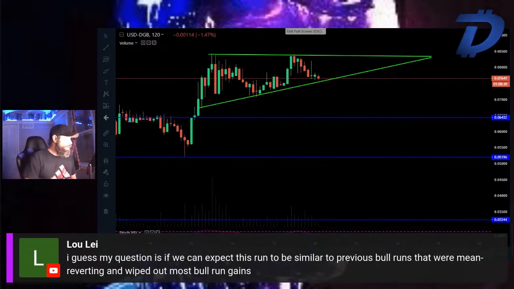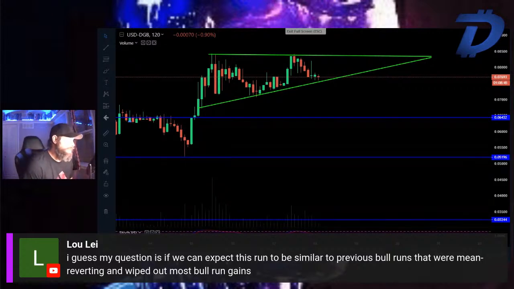Let's see. I guess my question is if we can expect this run to be similar to previous bull runs that were mean reverting and wiped out most bull run gains. Mean reverting.